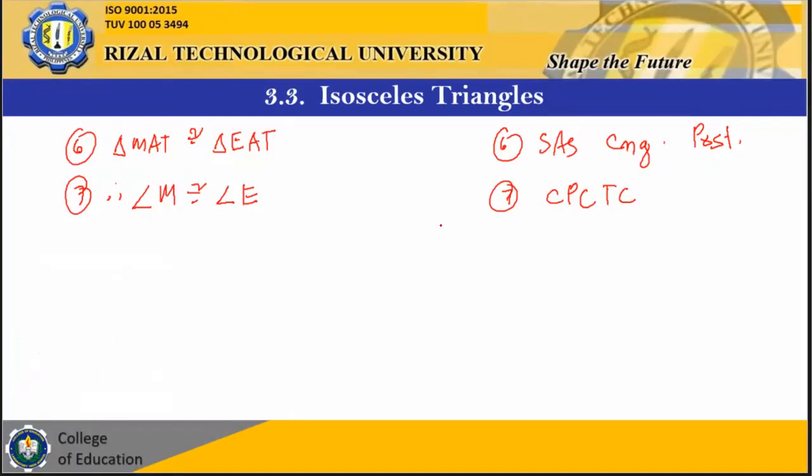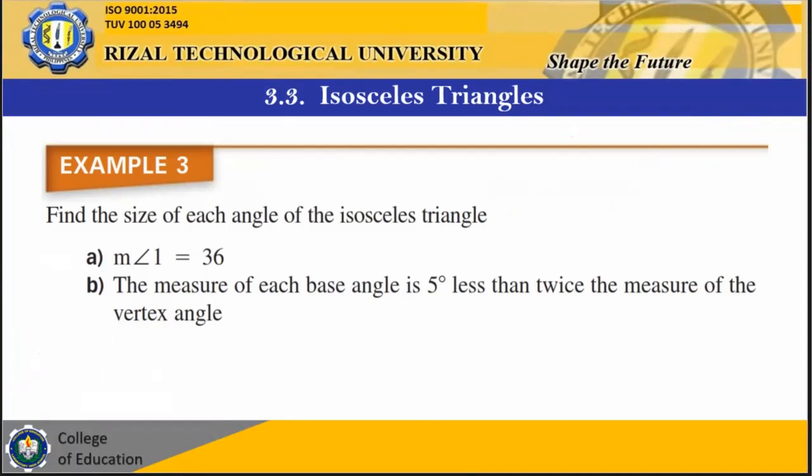Kaya, ito na. Ito yung exciting part. Ito yung hinantay ninyo. Pang kinder. Sige guys, pang kinder yan. Sige, sagutan natin. Find the size of each angle of the isosceles triangle, if the measure of angle 1 is 36.